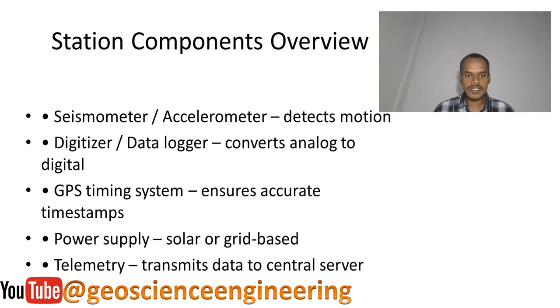And then we'll discuss the seismic components. What are the seismic components you are going to use, how a seismometer is used, how an accelerometer is used to detect the motion, and what a digitizer is, what an analog digitizer is, what a digital digitizer is, and what a data logger is, and the importance of the GPS timing system, what kind of timing system and timestamps are used in seismology, the power supplies you usually use, solar or grid based, and the telemetry, which means how the data is transferred to the server. Everything will be explained in the videos.